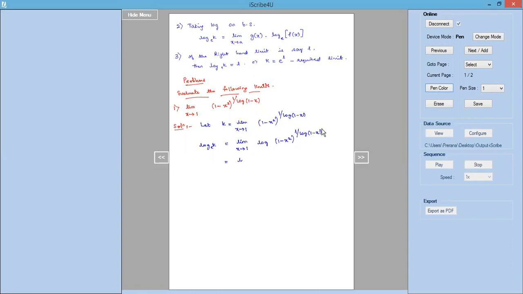this gives us limit as x tends to 1, 1 divided by log of (1 minus x) into log of (1 minus x square). The same is written as log of (1 minus x square) divided by log of (1 minus x).